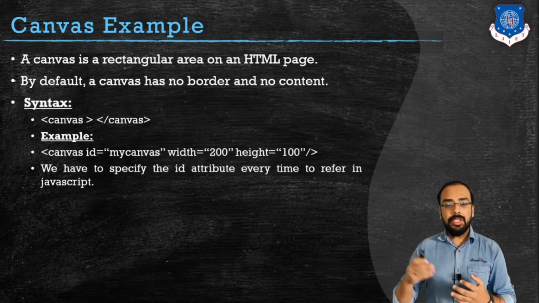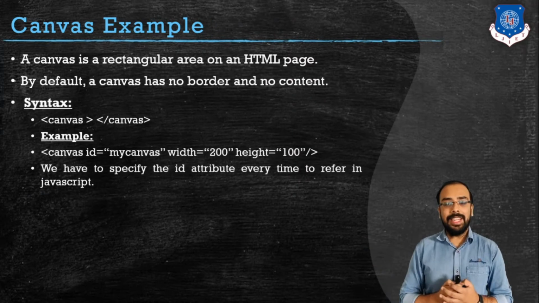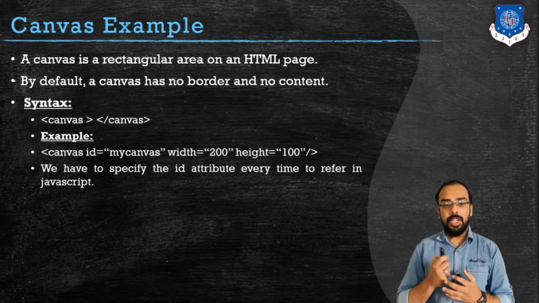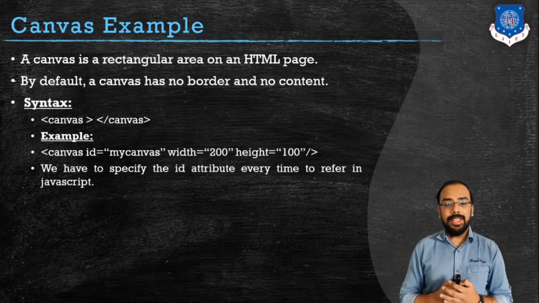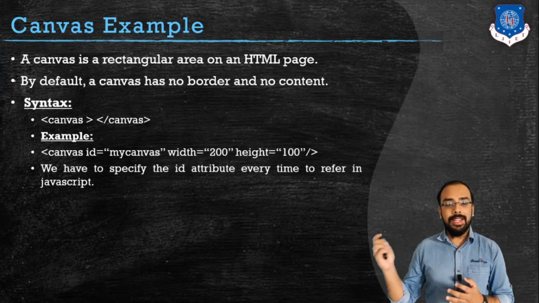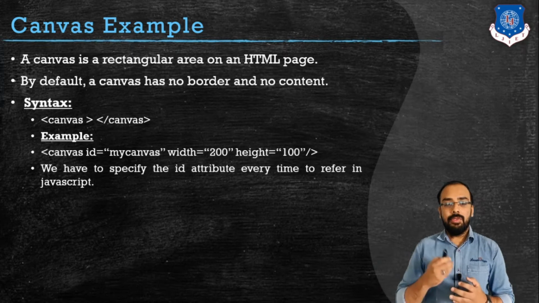As you can see over here, canvas is a rectangular area on our HTML page. By default, whenever we create a canvas inside our HTML page, it will have no border as well as no content. As you can see over here, what is the syntax of the canvas tag? First we have to write canvas and then we have to close our canvas tag.